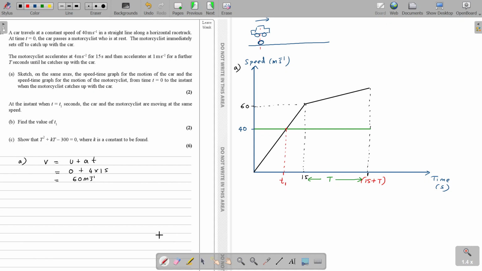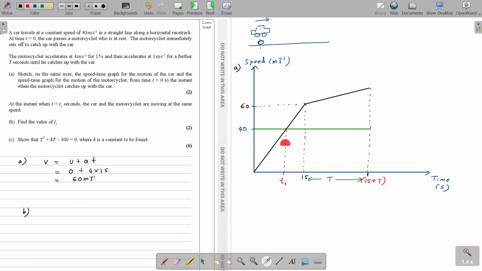Okay, how do I find the value of T1? What do we use? We know the speed will become the same. The car is traveling at a constant speed of 40. So when the motorcyclist and car are traveling at the same speed, it means the motorcyclist has come up to the speed 40, isn't it?